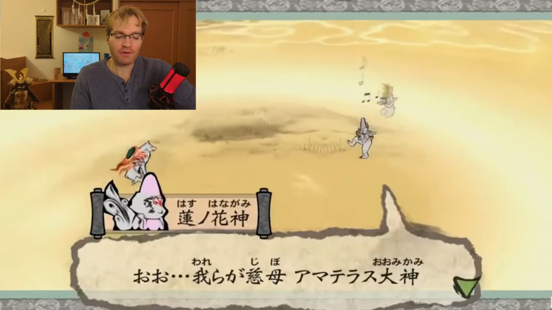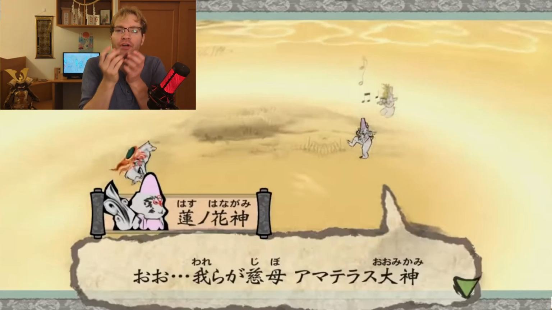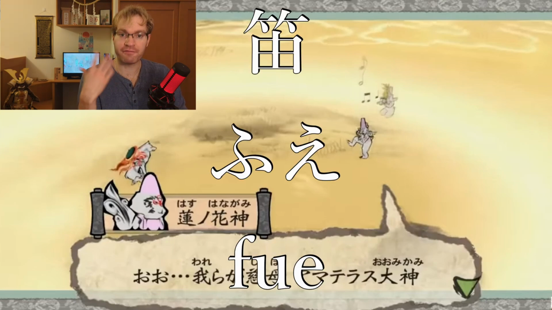Okay. First thing I want to point out is, like I said in the previous Hanagami video, the Saki no Hanagami, he's playing a sho, which is a mouth organ. It's that little thing that he's holding right there and they're sticking straight up. But the Hasu no Hanagami, which is this guy's name, is playing a fue, a flute.